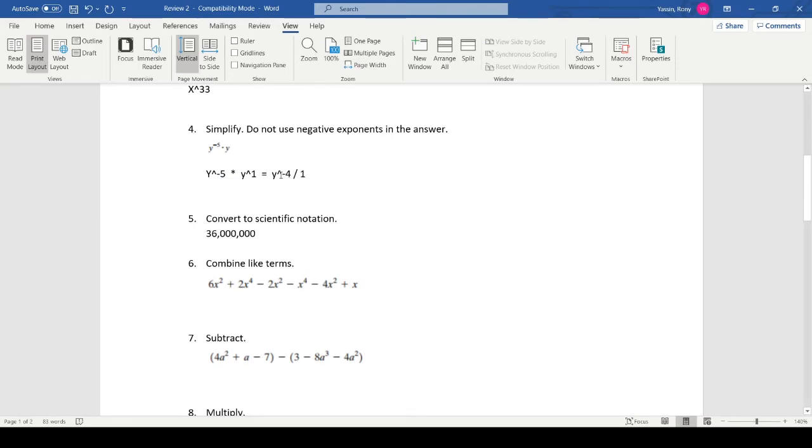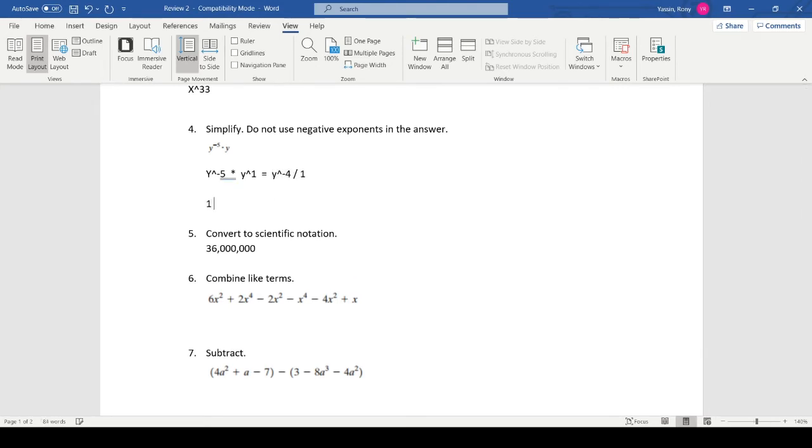Well, you're going to flip it to the bottom. So you're going to put this to the bottom. So what it's going to look like is you're going to have 1 divided by just y to the fourth. So when you put it to the bottom of the fraction, the negative sign goes away. So now you have 1 over y to the fourth, and now your answer is looking good. So this would actually be your final answer.